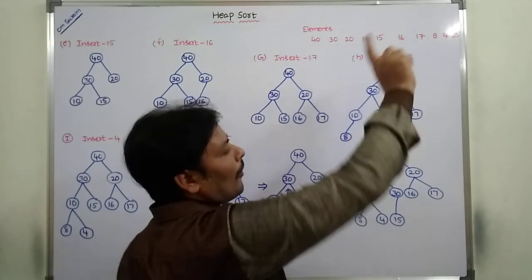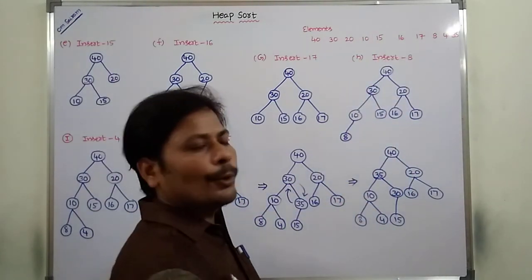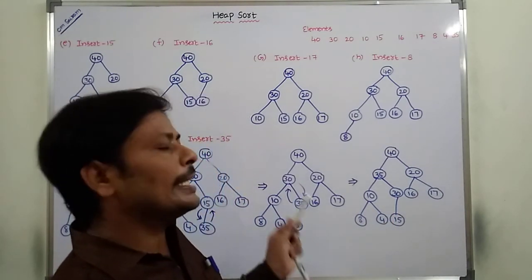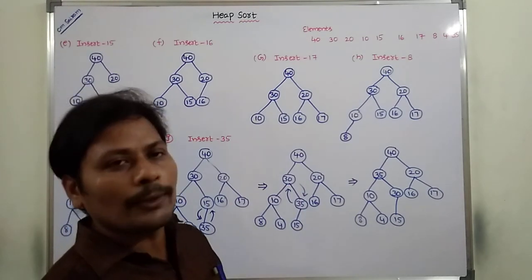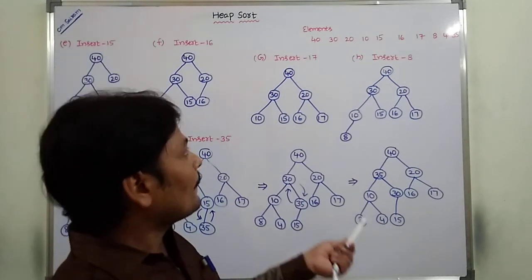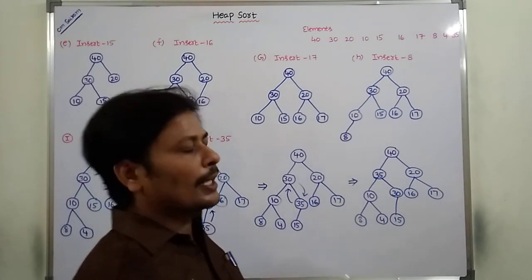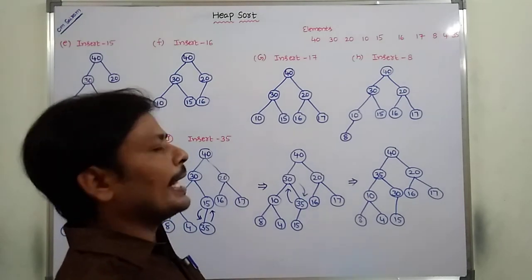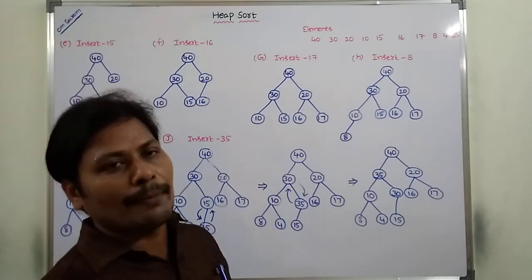After inserting all the elements, this is the maximum heap we are getting. All the nodes satisfy the maximum heap property. That is, the parent node's value is always greater than its children's node's value. So after the first phase is completed, that is maximum heap construction, this is the tree we are getting. Next we are going to the second phase, deleting the maximum element.